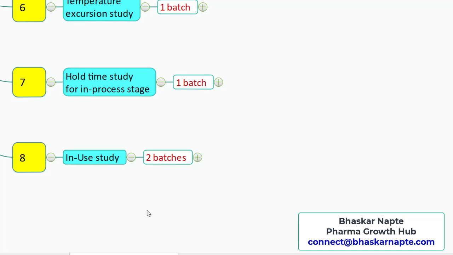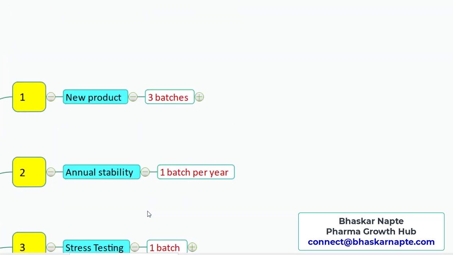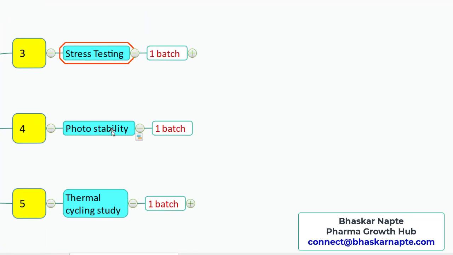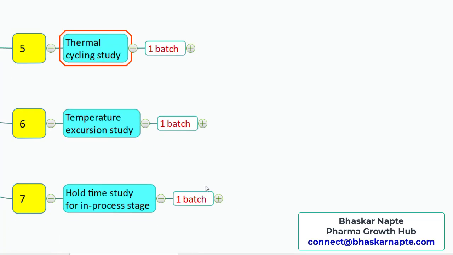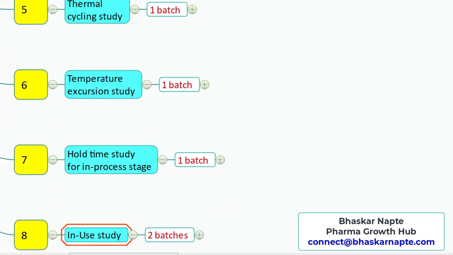I hope you now understand the various requirements as far as the number of batches is concerned for the different stability studies. We started from a new product, then we understood the annual stability, then we understood how many batches are required for stress testing, photostability testing, then the thermal cycling study, temperature excursion study, hold time study as a part of in-process stages, and finally the in-use study.